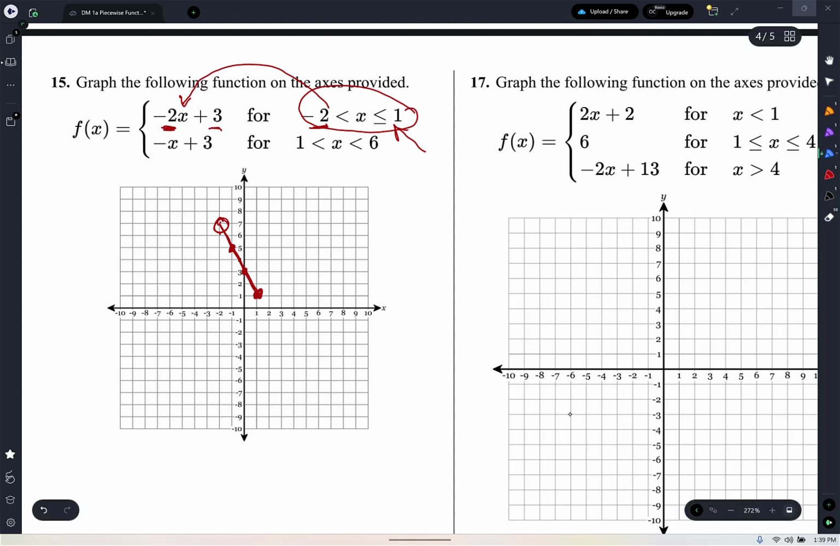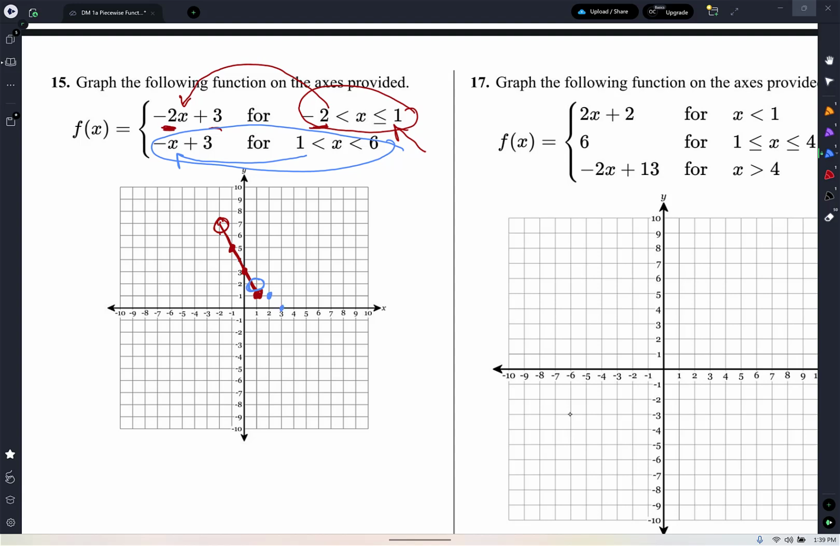All right, I'm going to go to sky blue. I'm going to pick it up at x = 1. I'm going to plug in a 1 into my expression. Negative 1 plus 3 is 2. So go to 1, 2. Open or closed? Open. What's my slope? Negative 1. So I'm going to go down 1, right 1. I have a point at 2, 1.